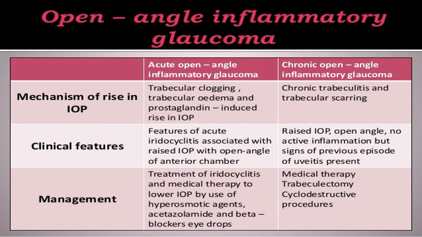So coming to the mechanism in open angle and closed angle. In open angle, what happens? The trabecular meshwork is clogged because of the edema or this prostaglandin induced raise in the IOP. Again, the features will be the same as iridocyclitis, like you may have the KPs, you may have the patternless iris, and there will be synechiae. So all these features are present with the uveitis.